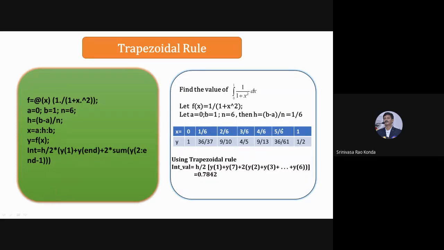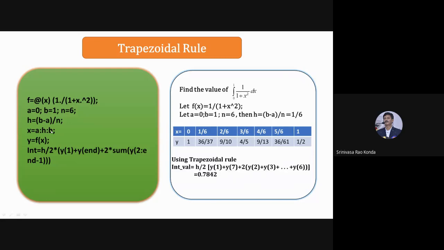Then how to calculate this value? How to generate this array? First we define the function like this: f is equal to at the rate of x, 1 by 1 plus x squared. a is equal to 0, b is equal to 1, n is equal to 6. h is equal to b minus a by n. Then x is equal to a colon h colon b. Then this array will be generated.